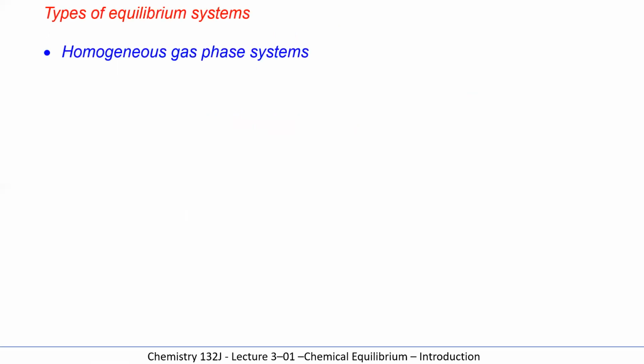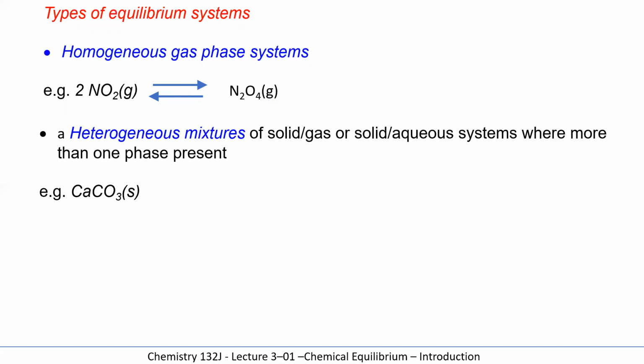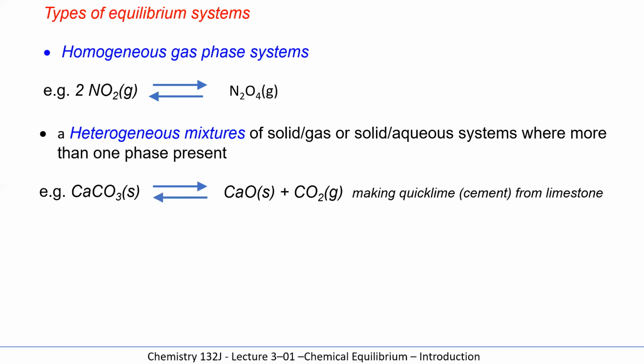So types of equilibrium systems we can talk about are homogeneous gas phase systems. A homogeneous system is one where everything in the equilibrium is in the same phase. They're all gases here, two NO2s making N2O4. We can have heterogeneous equilibria where we have different states of matter. Calcium carbonate solid can be in equilibrium with calcium oxide and carbon dioxide. Notice there's solids and there's gases. That's why we call it a heterogeneous equilibria.